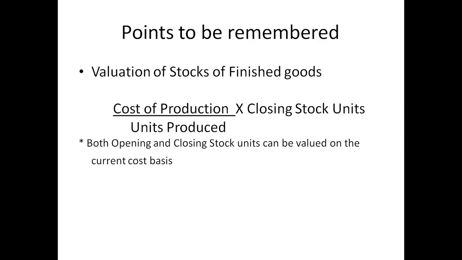So the cost of production divided by units produced is called cost per unit. If you multiply the cost per unit by the closing stock units, you can calculate the closing stock value, the closing stock amount, right? This formula can be applied to both opening and closing stock units, which can be valued on the basis of the current cost basis only. So this current year amount only you can take into the calculation of finished goods closing stock and opening stock, if it is not given in the question, right? This is a formula you have to remember. Okay, so now we can move on to the next one.